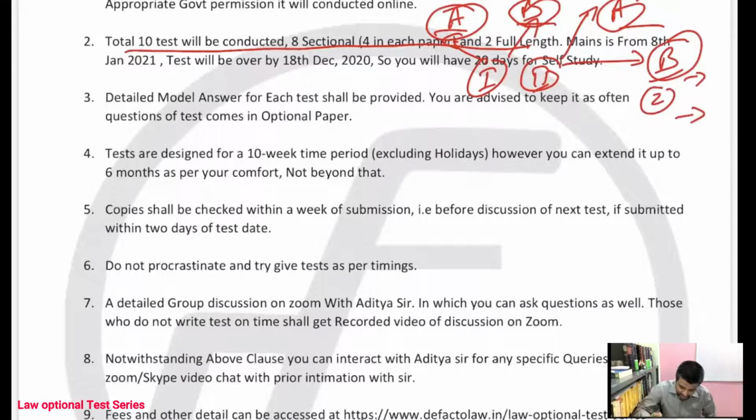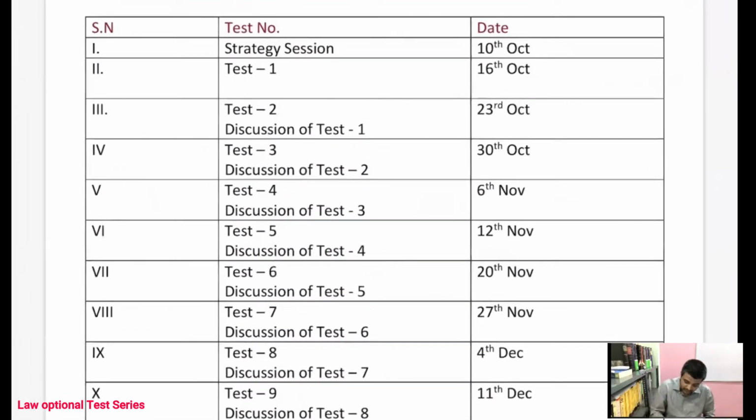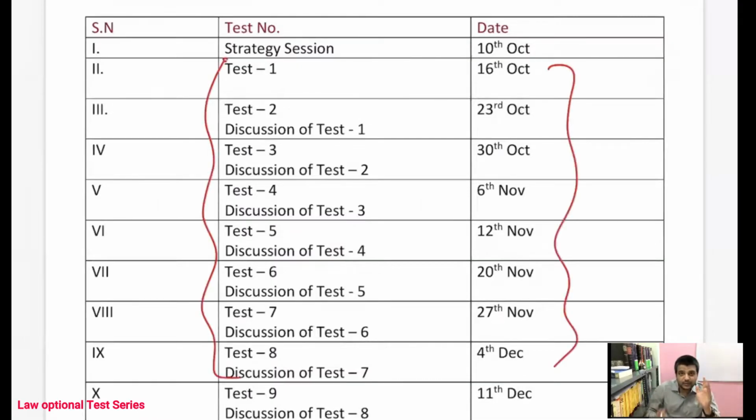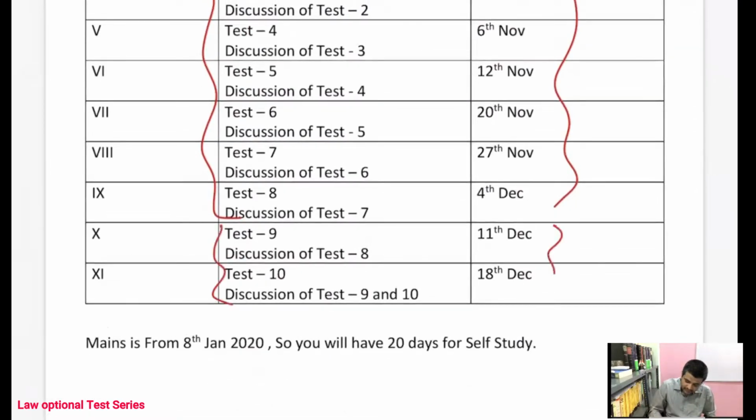So let me actually show you. This is the routine, with the test numbers. Tests 1 to 8 are basically sectional but full length. There will be properly 8 questions, and each question will have a similar structure to that in UPSC. Very proper full length tests. Then you will have test number 9 and test number 10, where the syllabus will be full length: paper 1 whole syllabus is test number 9, and paper 2 whole syllabus is test number 10. So altogether there will be 10 full length tests.